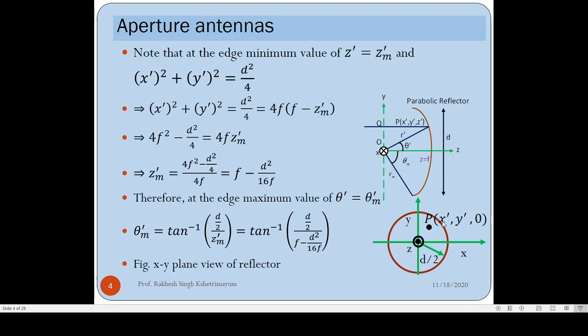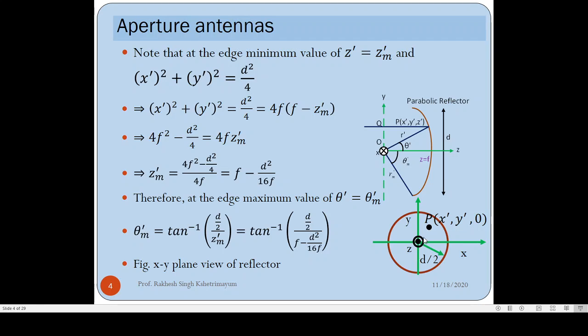This is the xy view of the reflector. In that case, this one is the yz view. So if you want to have an xy view, then what you see is origin, from the origin to this edge of the rim of the parabolic reflector, the distance is d by 2, because d is the diameter of this parabolic reflector. If you consider any point inside this rim here, that would be any arbitrary point x dash y dash 0. Z is 0 here, since z is coming out of this plane. So the location is x dash y dash.